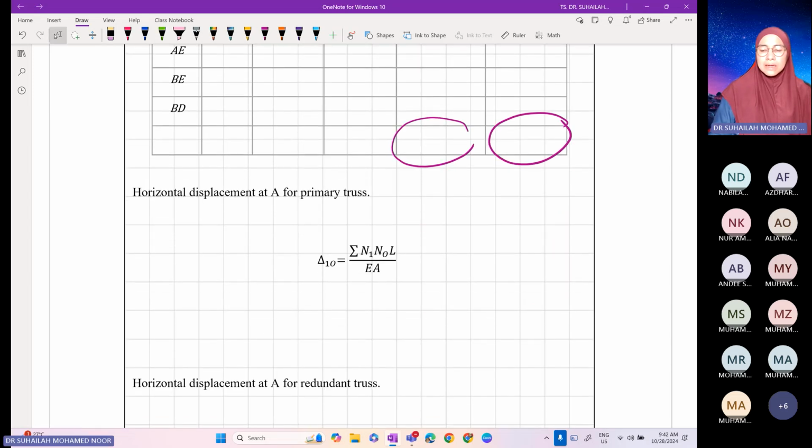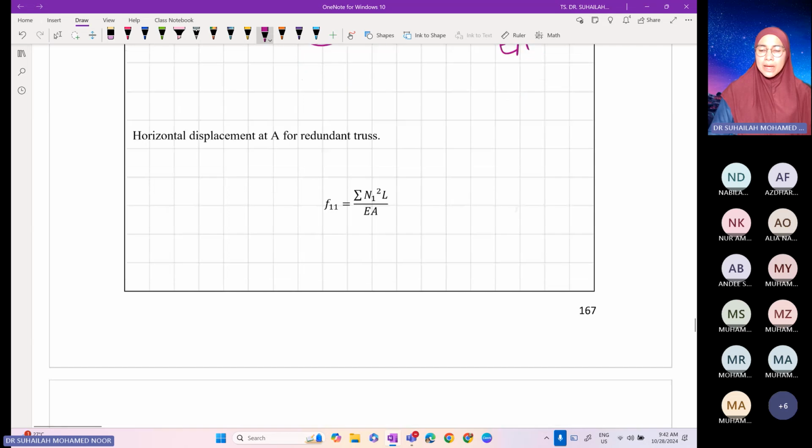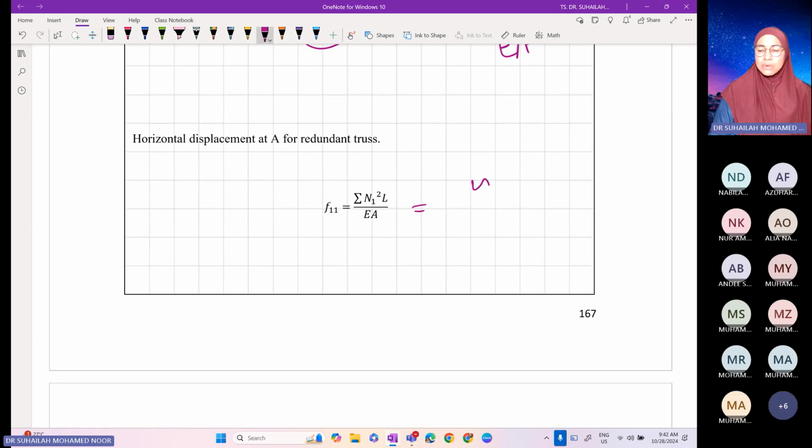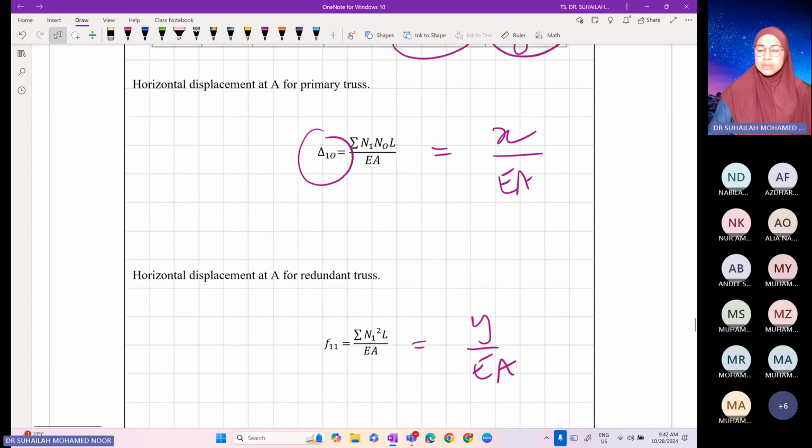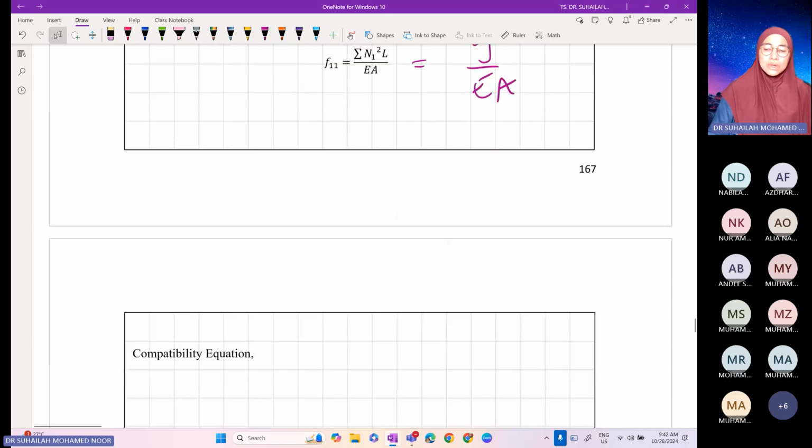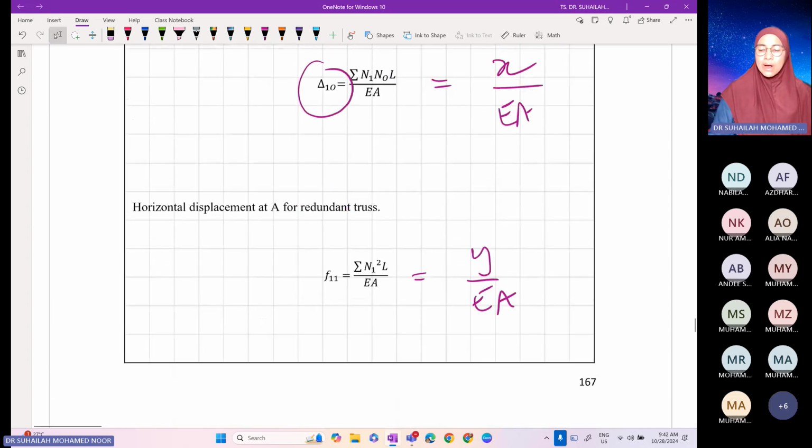Dan kita akan dapat horizontal displacement at A for primary thrust. So delta 1 node lah. Delta 1 node in terms of EA. So nilai kat sini tu, katalah sini X. So sini akan dapat X over EA lah. Sama juga nilai yang dekat sini, katalah sini Y. Kita akan dapat F111 sama dengan Y over EA. So terus ambil nilai tu letak dekat sini. Habis dah yang tu. Okey, so dah dapat X dengan Y tadi tu.